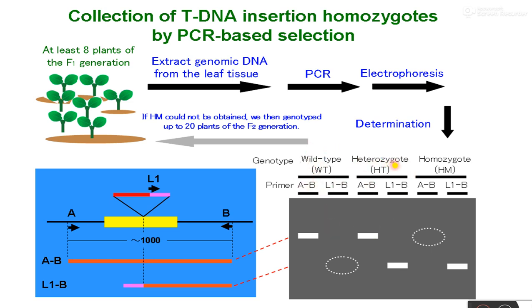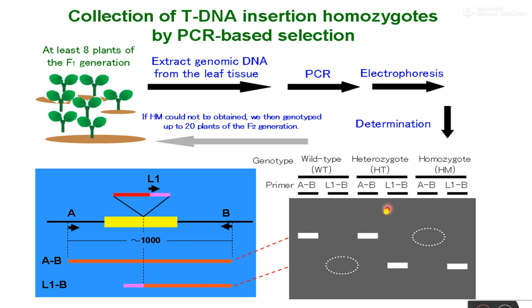Now in case of heterozygous mutant lines, in one chromosome of the homologous chromosomes, a normal or wild type gene is generally present, or a non-mutated gene is generally present. That's why we are getting a band by the amplification of A to B, or the 1000 base pair band we are getting here, same as wild type lines, right?